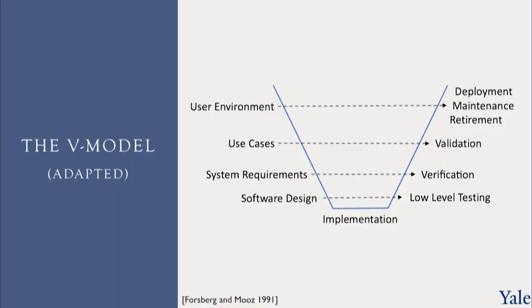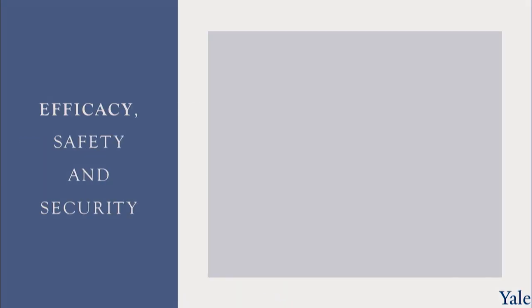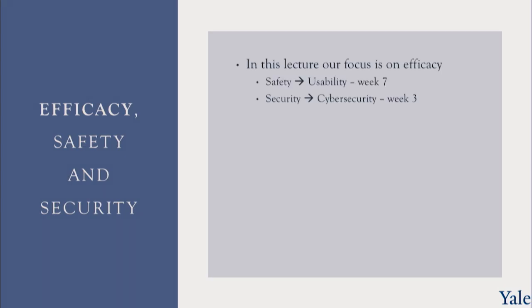So here's the V model, and we're climbing up the back end of the V, and we're here with validation, and this corresponds to the needs of our user captured in use cases. That is the V, the symmetric concept of V. Again, if we go back to the FDA's own mission statement, we're talking about efficacy, safety, and security. I bold here efficacy because that's going to be the emphasis here. So in this lecture, we'll focus on efficacy.